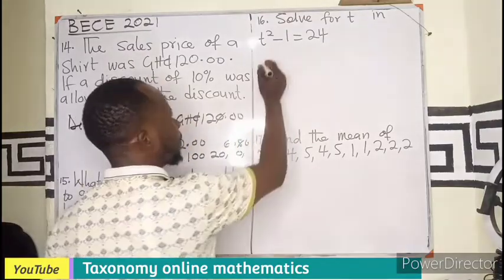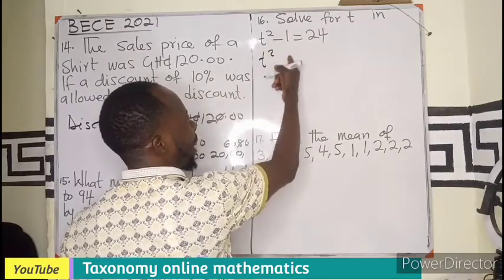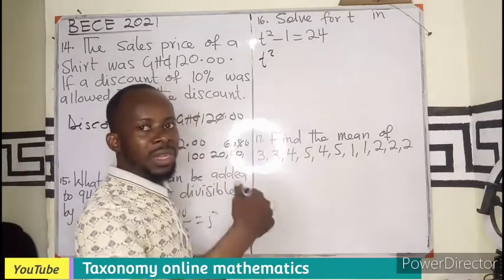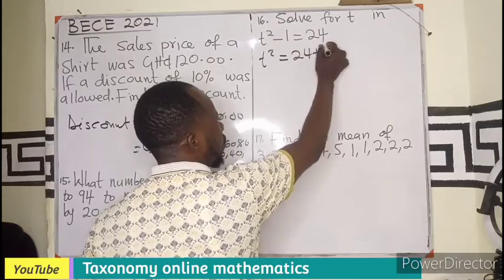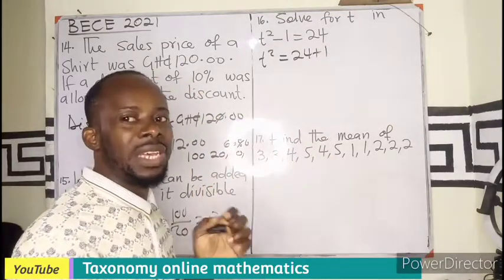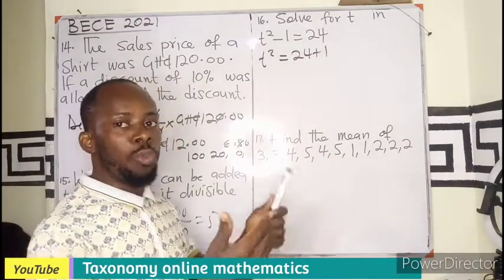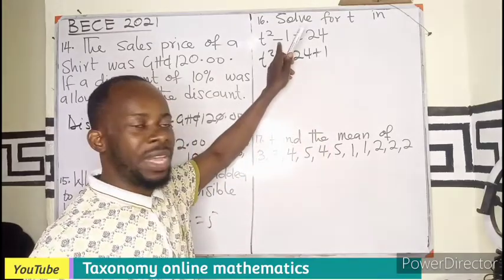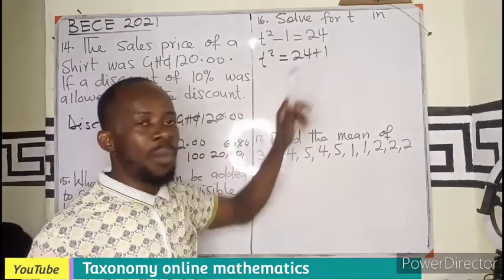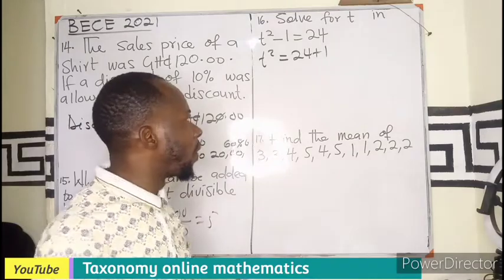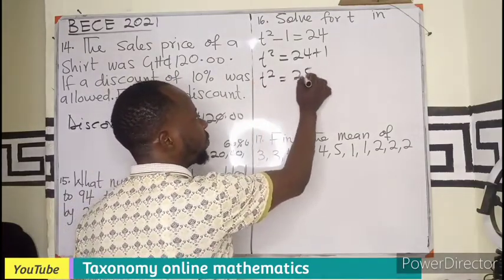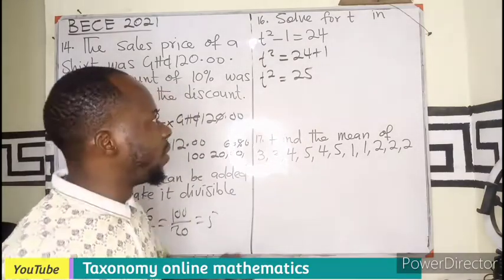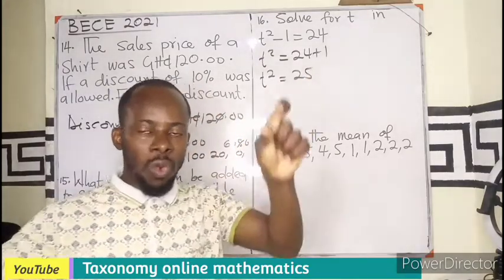That simply means that t squared minus 1 plus 1 will give me 0. So that will have increased to 24 plus 1, adding 1 to both sides. In other terms, you can say grouping like terms, sending the negative across the equal sign to become a positive number. If you have that, this is going to be 25. Now we are looking for t, not t squared.